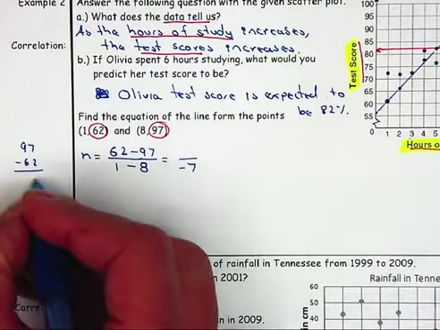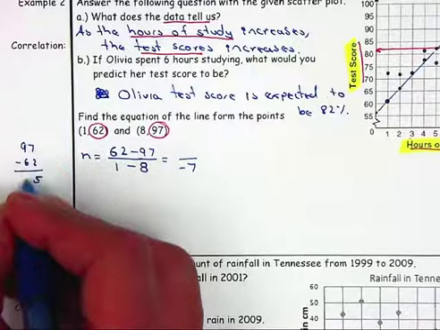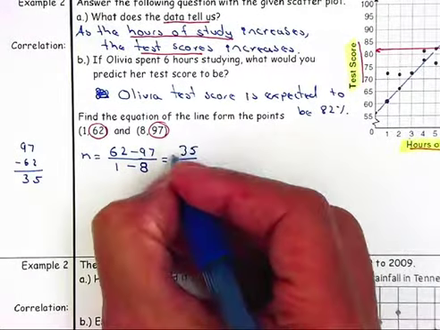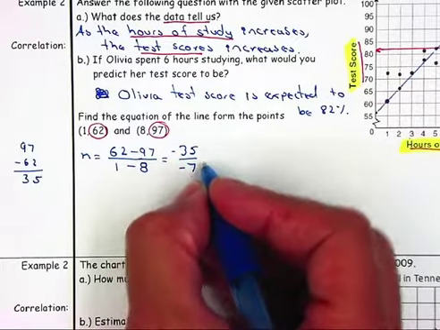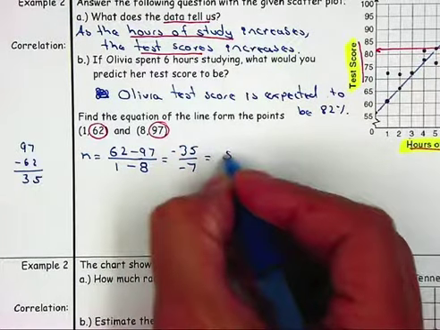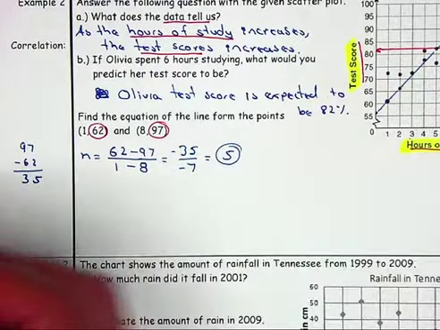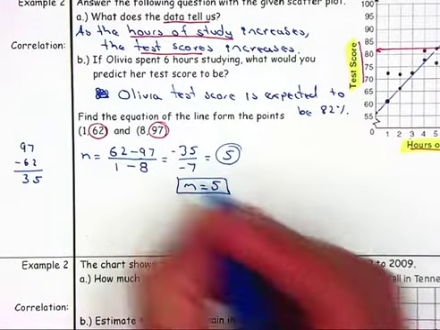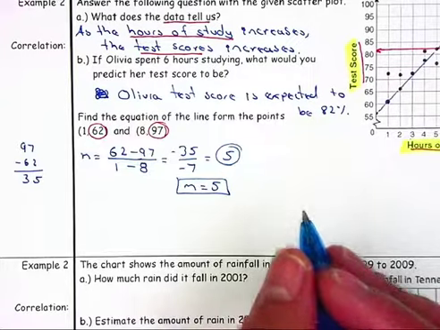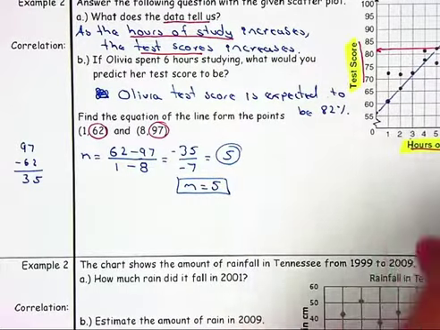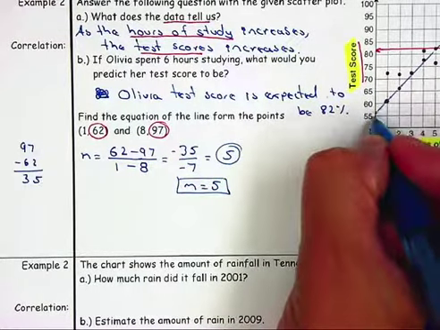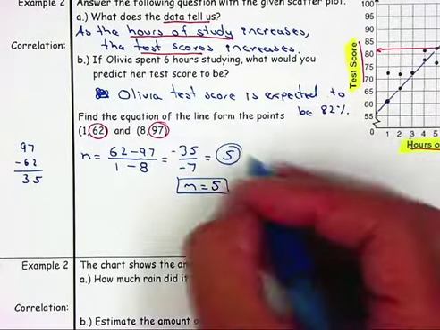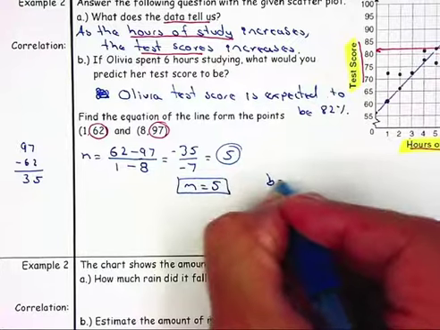7 minus 2 is 5. That gives me 3. And keep the sign of the bigger number. It will be negative. 35 divided by 7 is 5. So it'll be positive 5. Now that I have my slope to be 5, I need to find my b, my y-intercept. And in this case, we're going to have to estimate. Because it doesn't go directly into 55, we're going to say that's 56 or 57. 56 should be fine. So b will be 56.